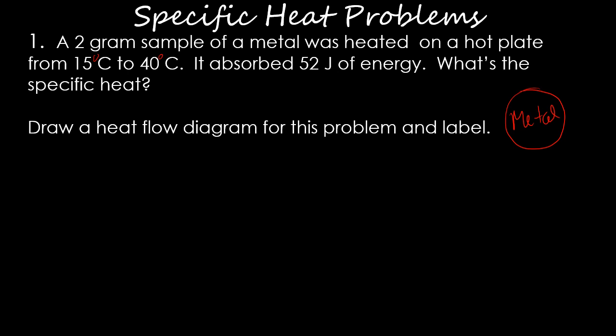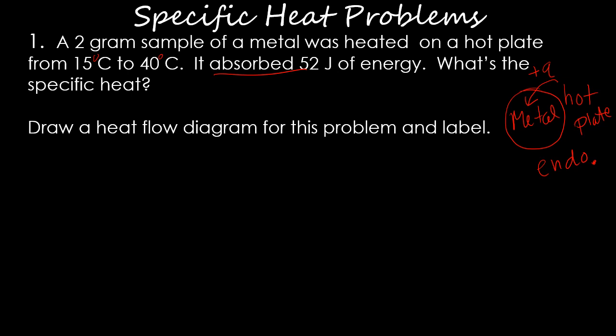So metal is going to be our system. Our hot plate is in our surroundings, so we're going to put that out here. Now, our energy goes from the hot plate to the metal, since our metal is absorbing energy. So that means our Q should be a positive value. And this should be an endothermic situation. Okay, so now that we have that defined, we know it's going to be positive. That's going to help.